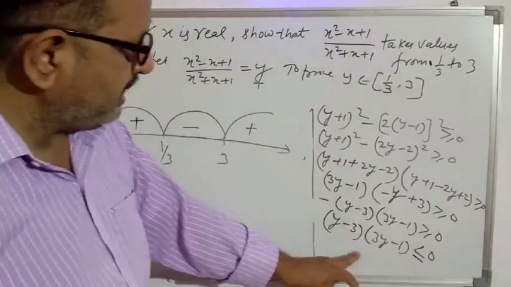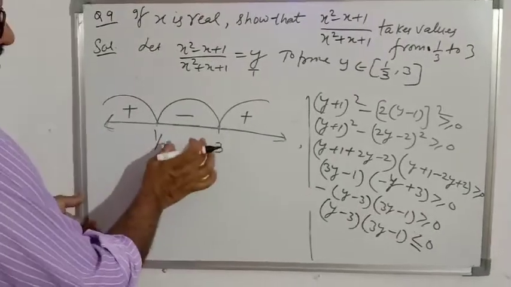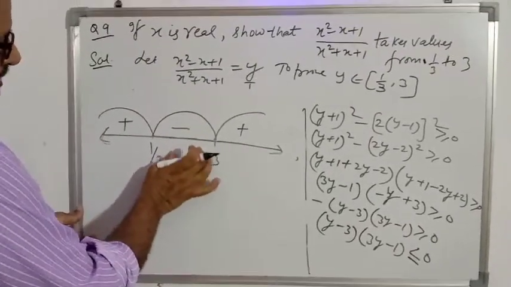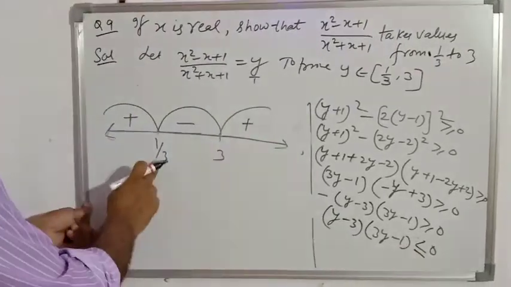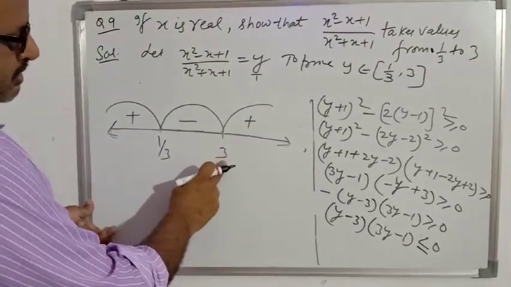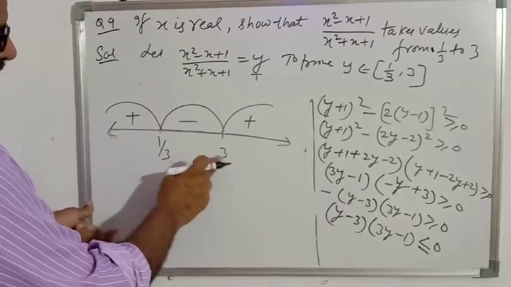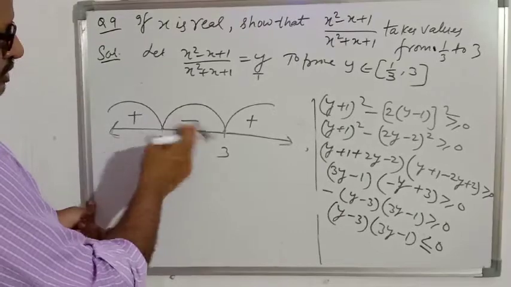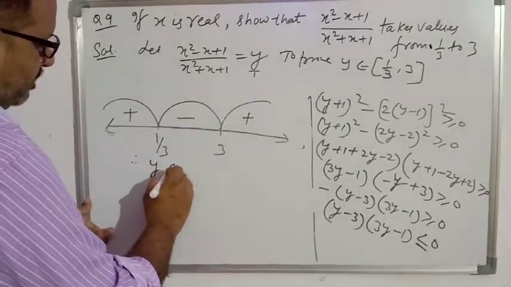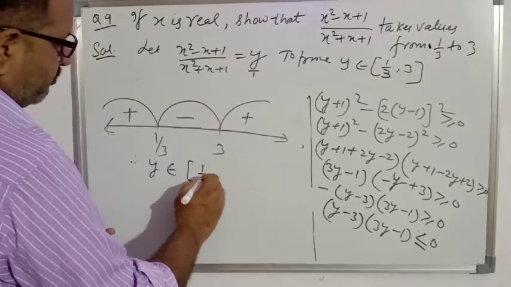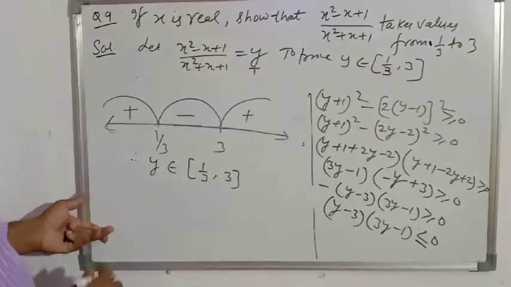But here we have to take less or equal to 0. So less than 0 means negative. Negative is coming in this interval, 1 by 3 to 3, and equal to 0 also there. So at 1 by 3 and at y is equal to 3, its value is 0. So we will include these two boundaries also. We have to include 3 and 1 by 3 and all those values of y lying in this interval. So therefore y belongs to the closed interval 1 by 3 to 3.